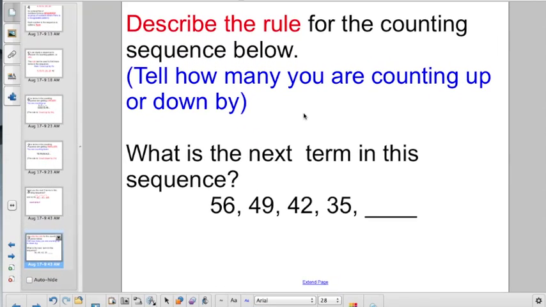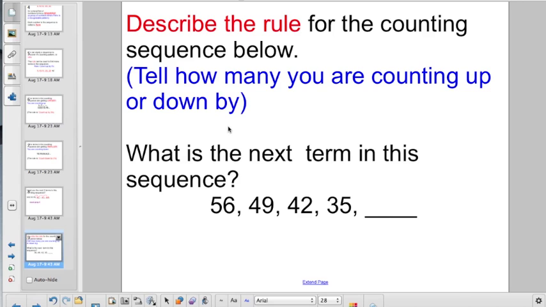So this one is pretty close to the other one, only now in the directions they're going to tell you to describe the rule. Whenever you read this, they actually want you to tell how many you are counting up or down by. And then they're also going to ask us, what is the next term in this sequence? About the trickiest part about this is making sure you read the directions as closely as possible.